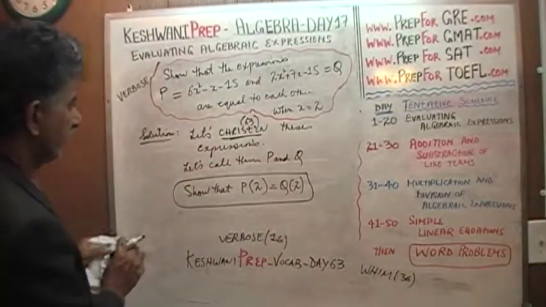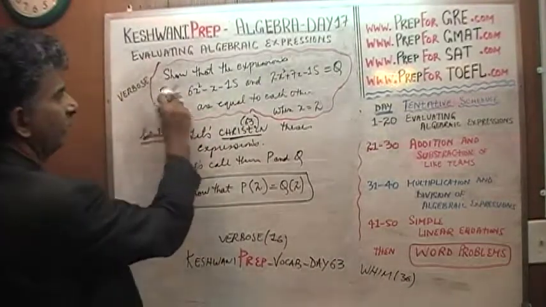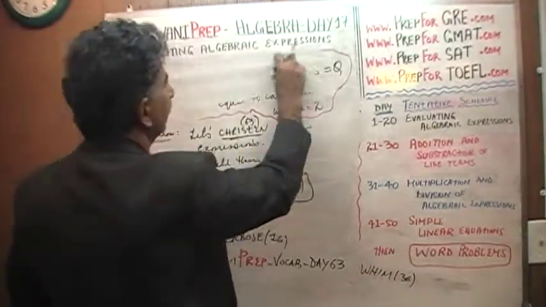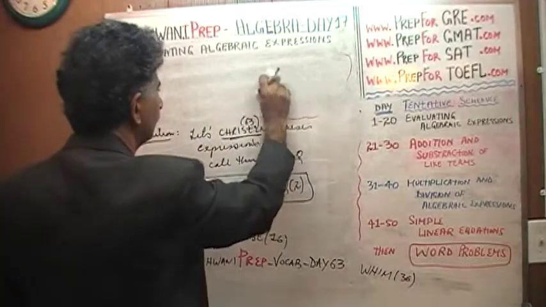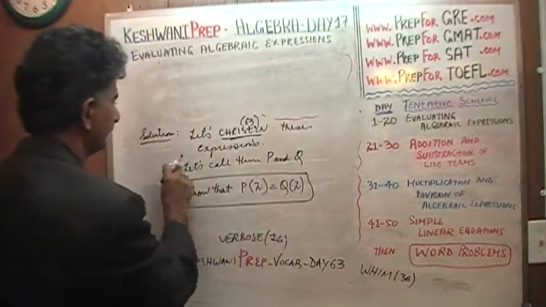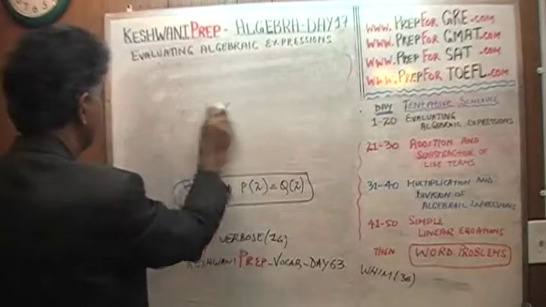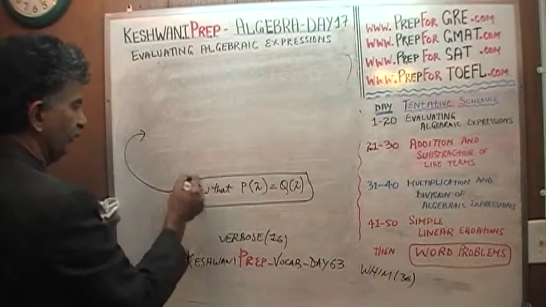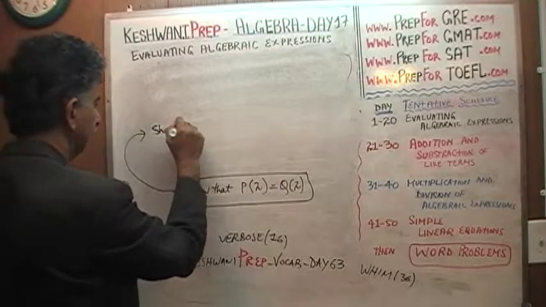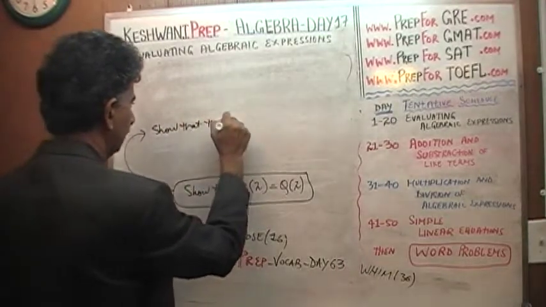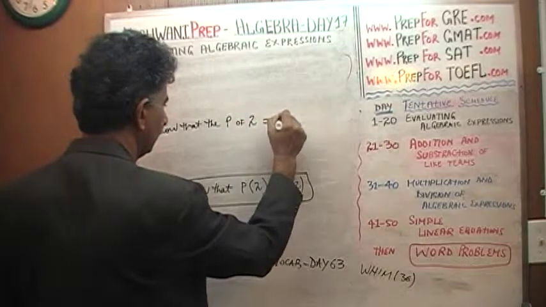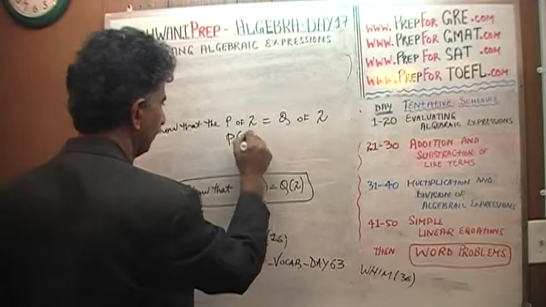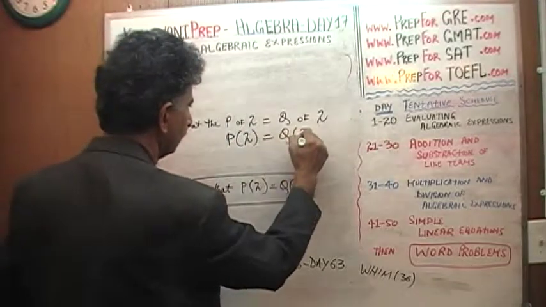I need the room, so I need to erase a lot of things. Let's erase the top. I'm going to erase the English part here, because we do not need that anymore. And how do you read this thing? It says, show that P of 2 equals Q of 2. P of 2, this is how we write it. P of 2 equals Q of 2.